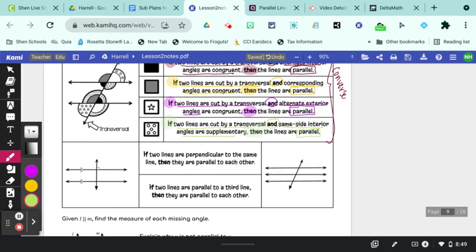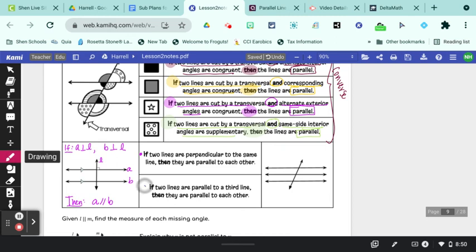We do have two other ones. The first one here, if two lines are perpendicular to the same line, then they are parallel to each other. So let's put some letters in here. So this one says if A is perpendicular to L and B is perpendicular to L, then A and B have to be parallel.